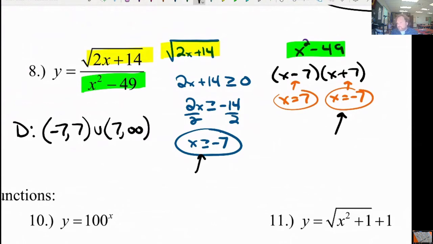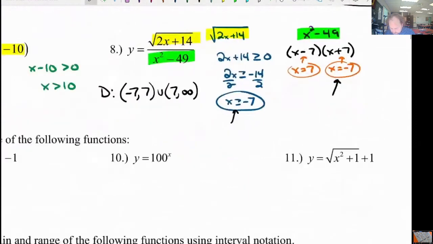If you graph this on a graphing calculator, I think what you'll see is a vertical asymptote at 7, and you'll see the graph stop at negative 7. It will not have anything over there.